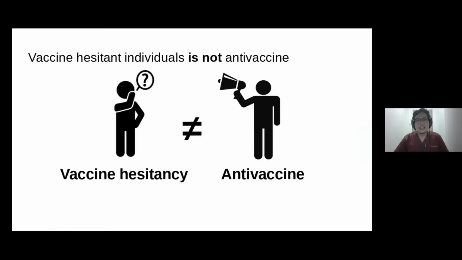Vaccine hesitancy is not the same as anti-vaccine, and this talk today will focus more on vaccine hesitancy. Who is anti-vaccine? The WHO, in its guideline to communicate about vaccines in public, has highlighted a group called vocal vaccine deniers. These vocal vaccine deniers are the ones we call anti-vaccine. They are a group of individuals, very small in number, however very vocal.